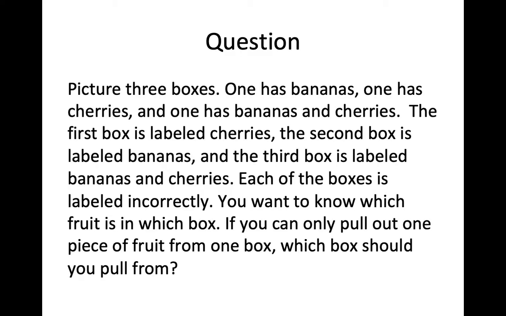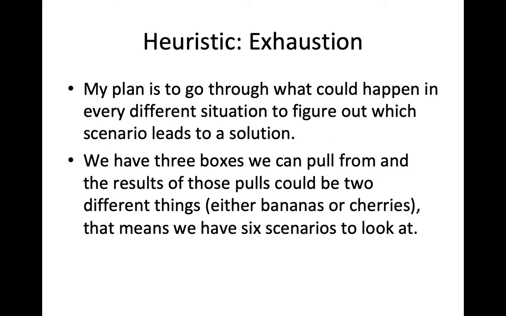This is one where we've got 3 boxes. One of the boxes just has bananas, one just has cherries, and one has cherries and bananas. They're labeled bananas, cherries, bananas and cherries, but each of the boxes is labeled wrong. We want to know if we can figure out what's in each box by only taking one fruit out of one box. So what we're going to do is use a heuristic called exhaustion.